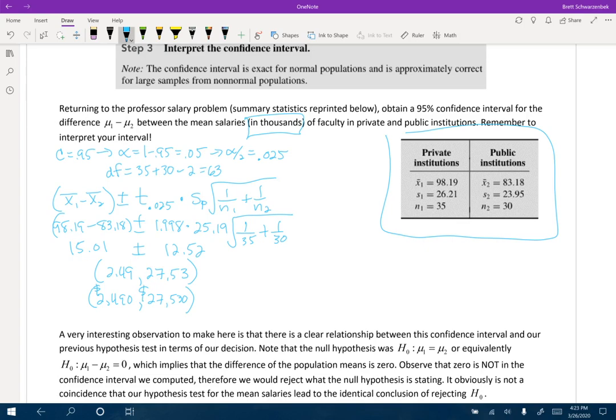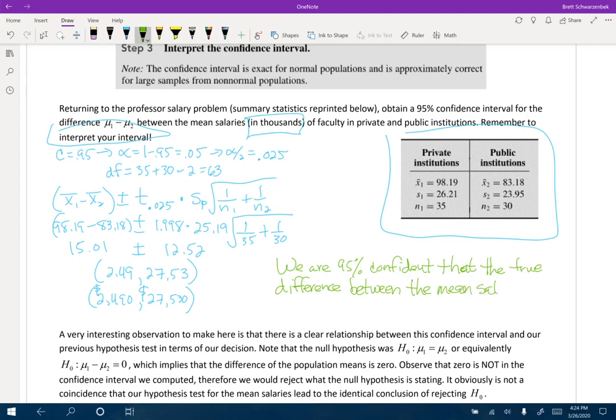So why don't we just do a quick summary interval, because they asked you to interpret the interval. It's a reminder of what this would look like. So in green, we are 95% confident that the true difference between the mean salaries is between $2,409 and $27,530. Okay, so that would be your summary.